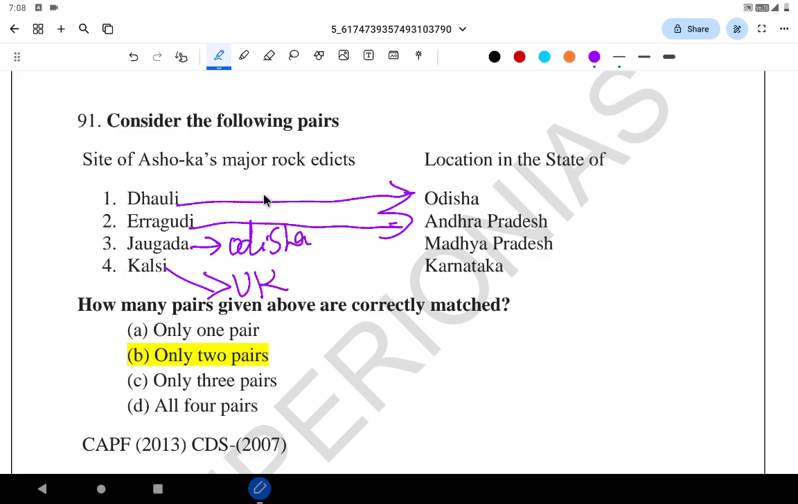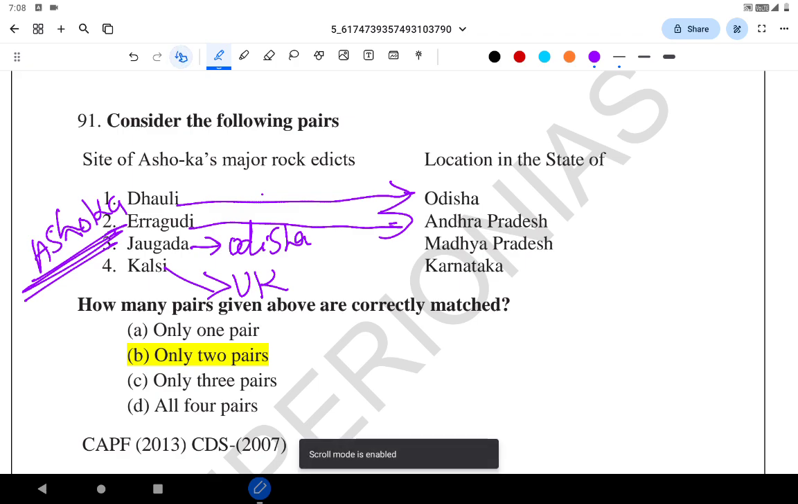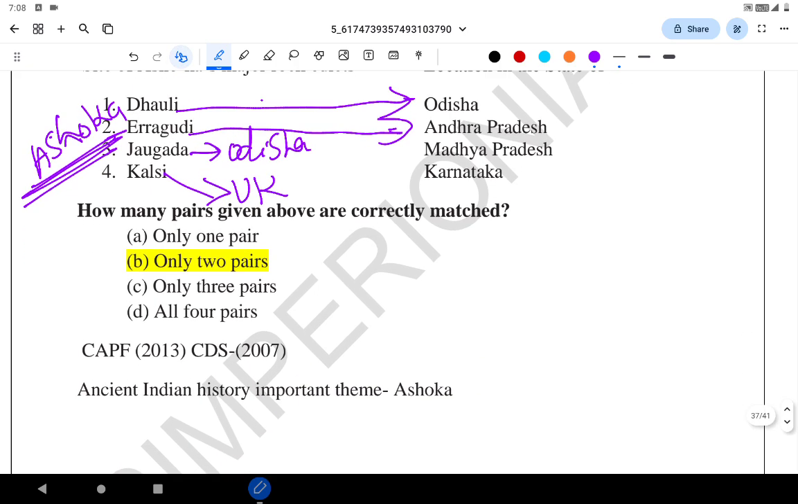Please cover Ashoka very well. This is another favorite theme of UPSC, Ashokan edicts. And wherever Ashokan inscriptions are found, these are very important. Please cover them. These questions were asked in the PYQ as well, 2013 and 2007. Ancient Indian history, one of the important themes, Ashoka.